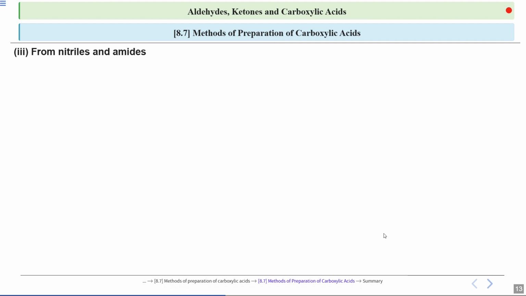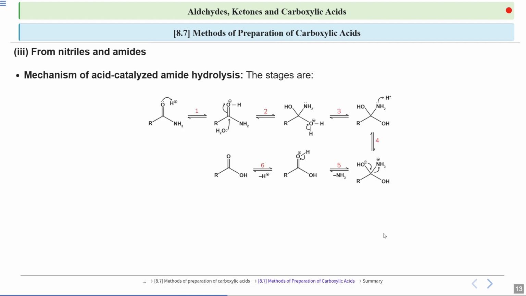Now we are going to explore the mechanism. How is this happening? This is the mechanism of acid catalyzed amide hydrolysis. One by one we are going to see all the steps. The first step of this mechanism involves the protonation of the oxygen atom in the carbonyl group. This is facilitated by an acid catalyst. If you are using an acid catalyst, then the oxygen of the carbonyl group gets protonated.